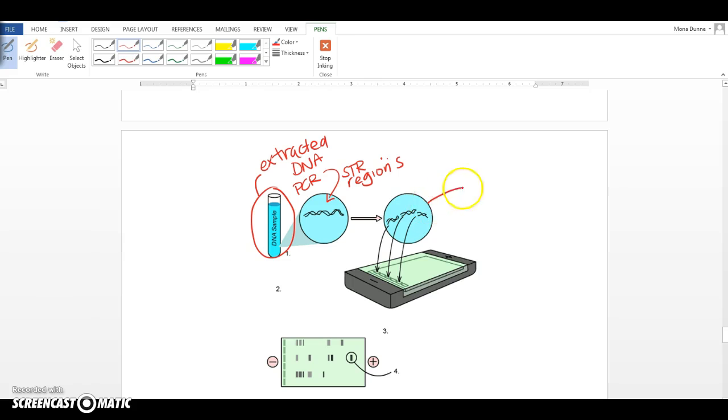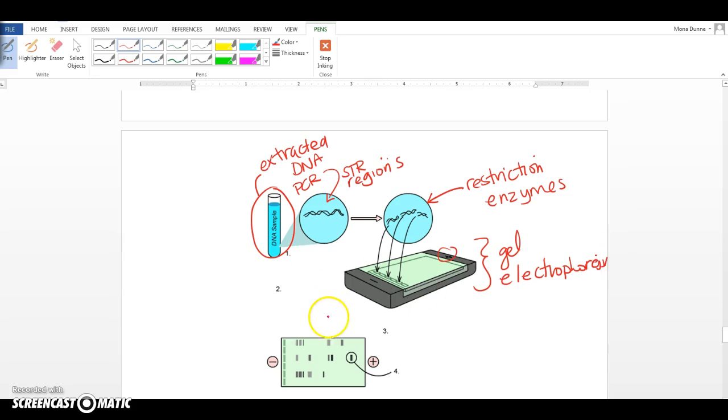Okay, and then we're going to introduce restriction enzymes, which are going to cut the DNA, and those are going to go in our wells. And DNA is negative, so it travels towards the positive end of the electrophoresis machine. So this is gel electrophoresis. All right. And then the electricity is going to separate out the fragments by size, and we'll be able to compare the crime scene with all the suspects.